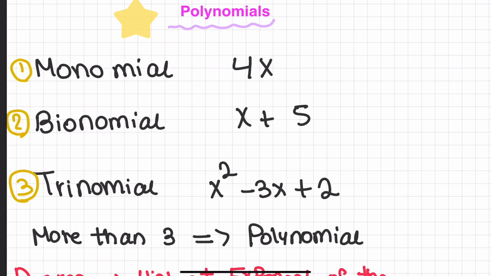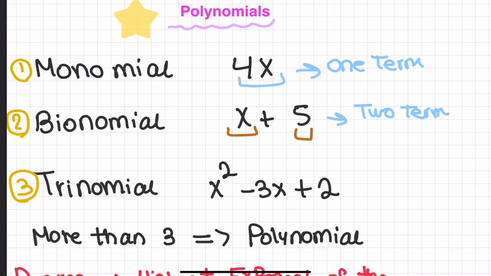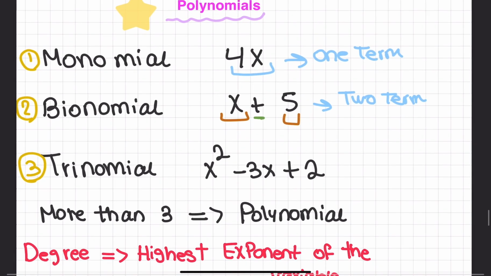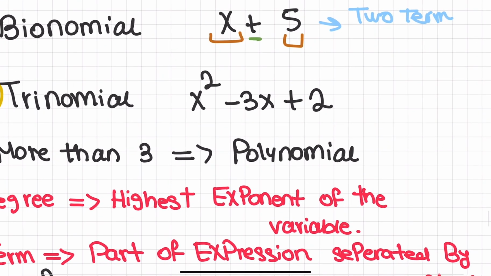Monomial is one term, one variable. This is one. Binomial is two terms. How do you know it's two? This is one, this is two, and the plus here defines a term. Trinomial is three terms.